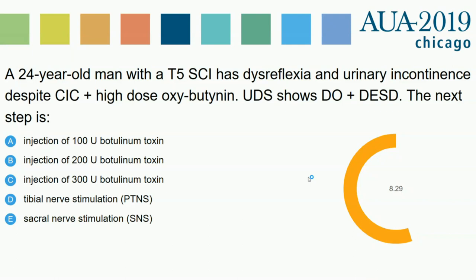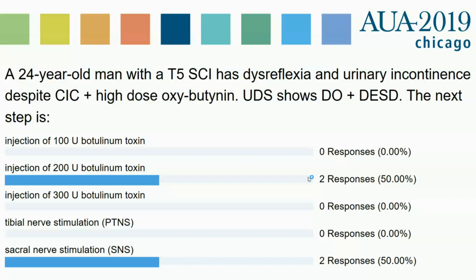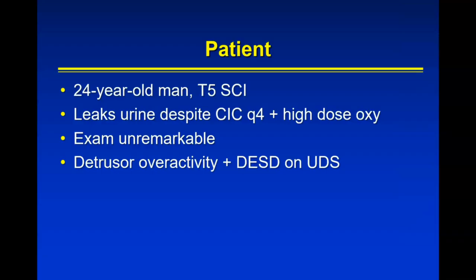While you're voting, if you asked me this 15 years ago, it was 300 units of botulinum toxin, but we've learned since then. This is someone who we're going to do 200 units. We really don't do much sacral neuromodulation for spinal cord injury. And this is someone that I would do in the office. But if you're going to do this, you have to be prepared to deal with potential dysreflexia when that happens.